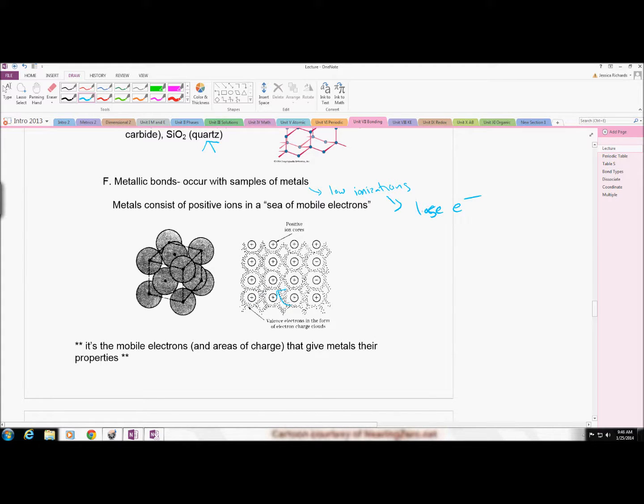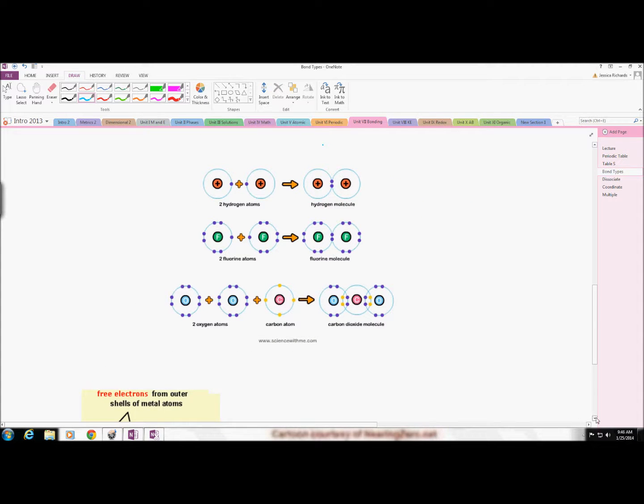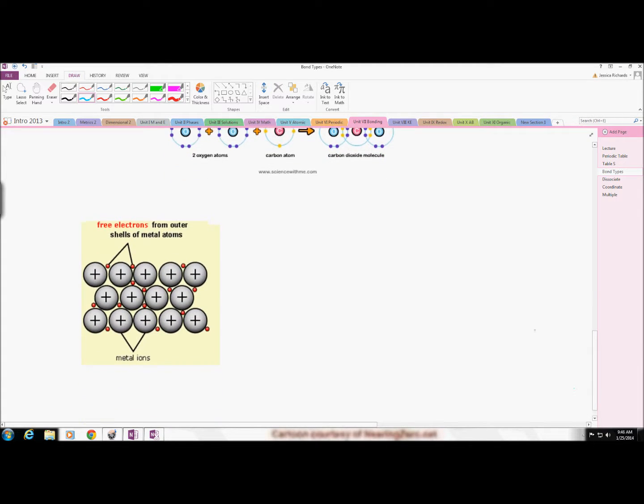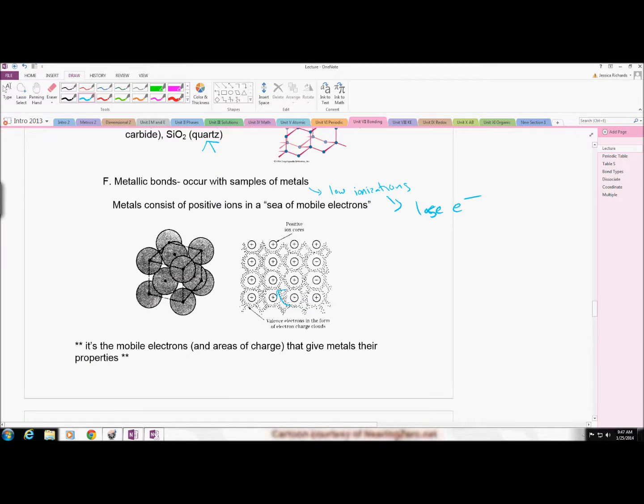The electrons are constantly moving. Remember that it is those mobile electrons that give metals all of their properties. So positive ions in the sea of mobile electrons. Here's another diagram. A lot of times they like to add arrows to show you that the electrons are moving around. It lets them be malleable. It lets them have luster. It lets them be ductile. It lets them conduct very well.